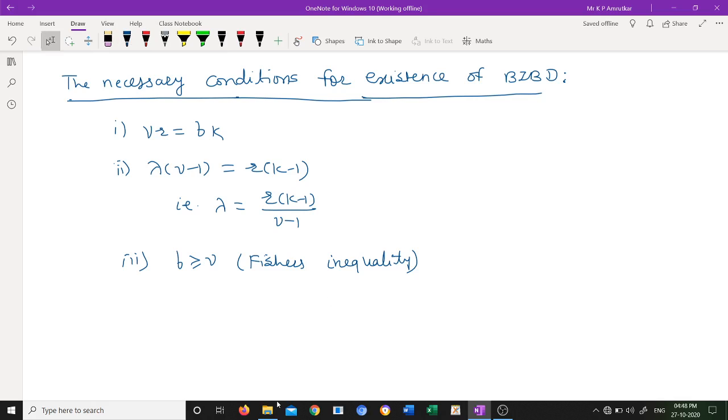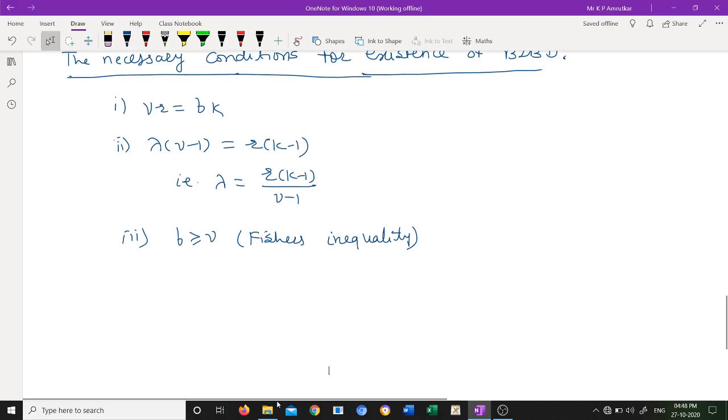Now we are going to do these three conditions. The first one is VR equal to BK. Theorem: prove that VR is equal to BK, and suppose this is your capital N. Capital N means the number of plots. Proof of this one.